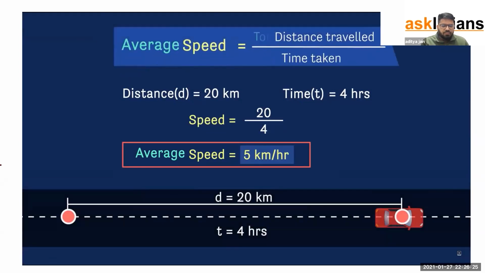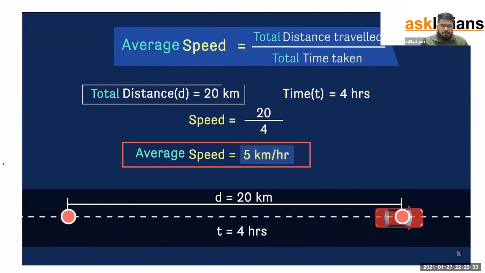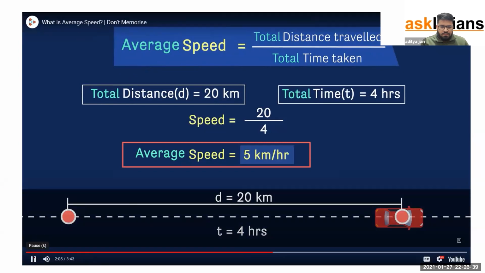Average speed is defined as the total distance covered by an object over the total time taken. So in our example, we're given a total distance that the car travels and the total time taken by it to cover that distance. And hence we calculated the average speed of the car for the entire journey. So now you've got the point that average speed is the total distance traveled over the total time taken.